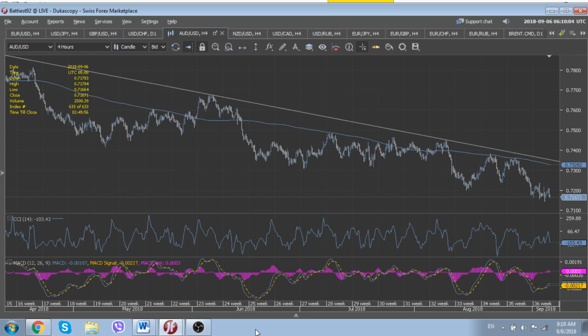Anyway, it's a little bit strange that despite overall better economic indicators we have at the moment in Australia, the pair still continues to remain under increasing selling pressure. We hope that probably in the hours ahead the situation will change a little bit.